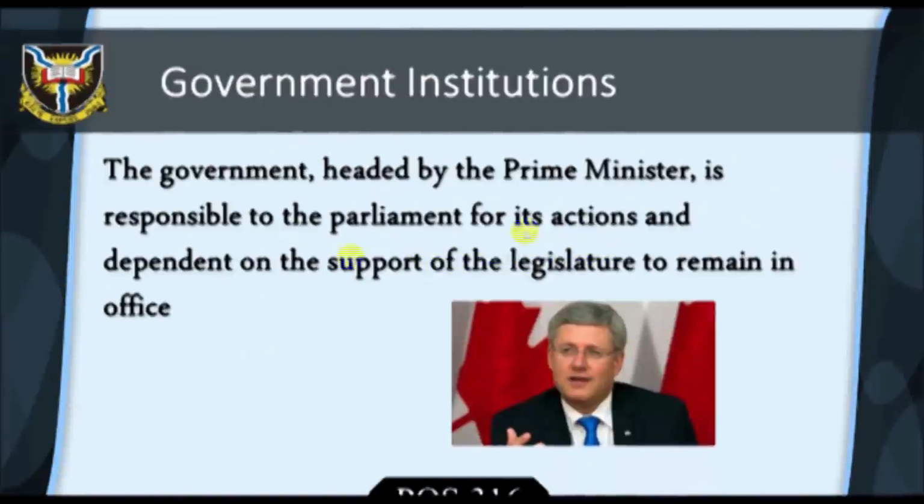The government, headed by the Prime Minister, is responsible to the Parliament for its actions and dependent on the support of the legislature to remain in office. Usually, the legislature can overthrow a government by passing a vote of no confidence. While a parliamentary system is likely to be most successful if there are not too many parties, it can be unstable if the existence of too many parties means that a coalition government has to be formed.